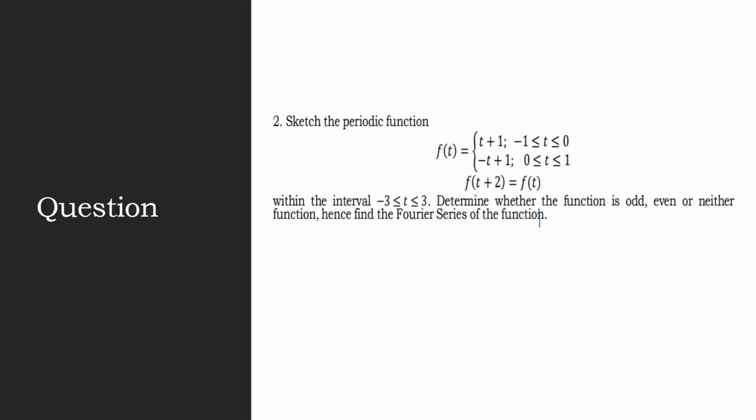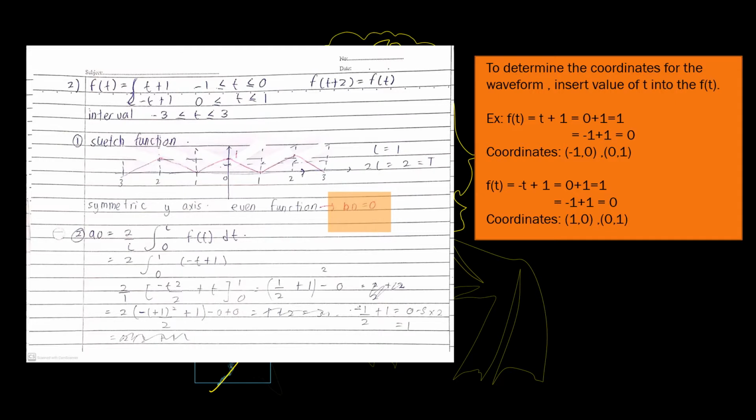In this question, we need to sketch the function f(t) = t + 1, -t + 1, with the interval from negative 3 to 3. And we need to determine whether the function is odd, even, or neither. So the first step to solve this question is we need to sketch the function to determine whether it is an odd function, even function, or neither.